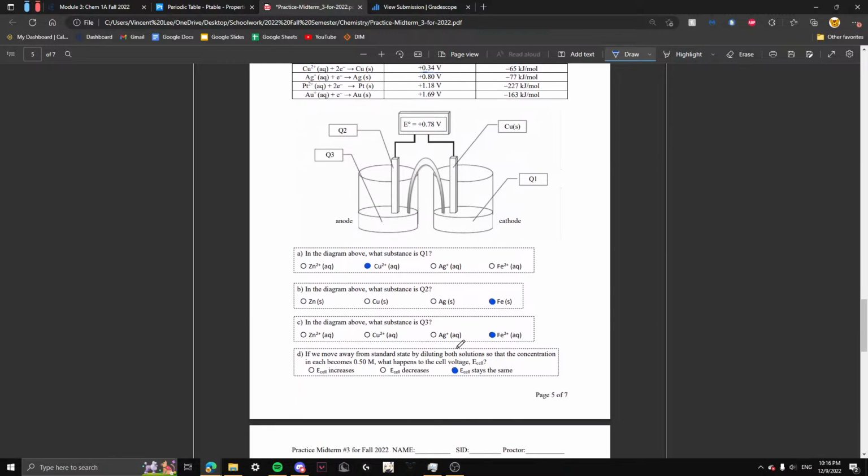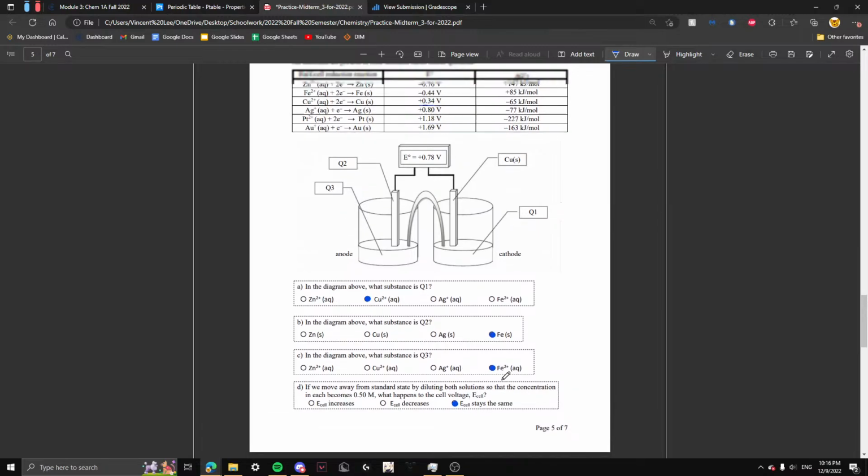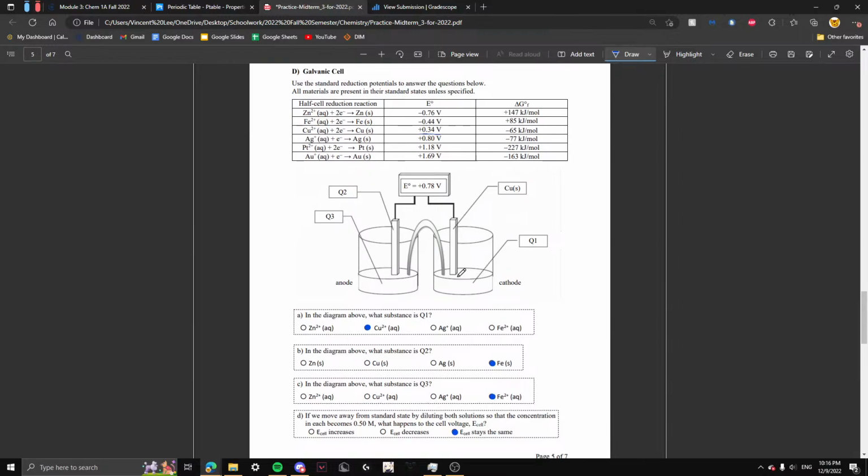And then this is asking what happens if we dilute both solutions. It stays the same because both of these reactions have a charge of 2, both are 2+, which means they donate and take away the same number of electrons, so their ratio should be equal. Because of that, E cell would stay the same. If the ratios were different, E cell would change based on the ratio of the electrons your cathode and anode are producing. But in this case, they're the same, so you don't have to worry about it.